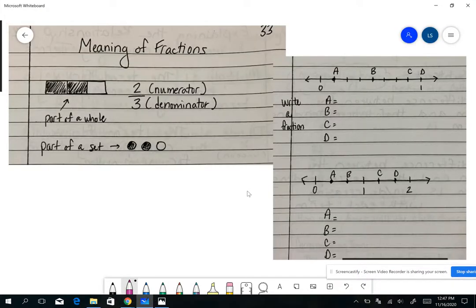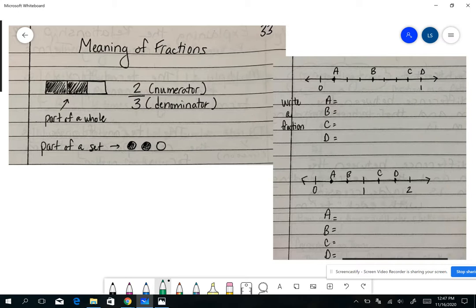Today's lesson is meaning of fractions. You can find this on page 33 in your notes. So this should be something that you're very familiar with already. Just a basic fraction is something that is less than 1. So if it were money, it would be less than $1. It would be something smaller than 1.